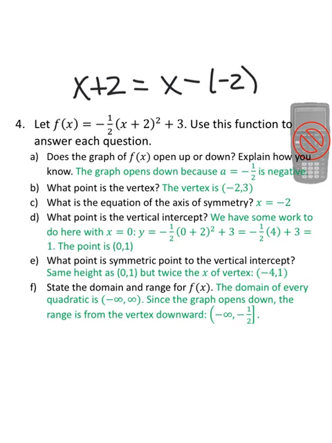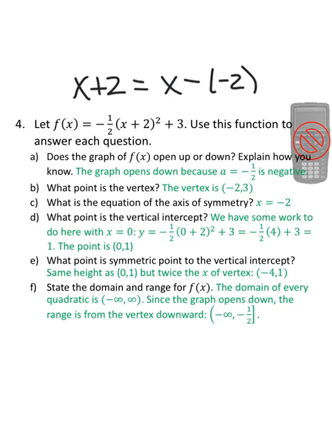Simplify, 0 plus 2 is 2. 2 squared is 4. Now I have a -1/2 times 4 plus the 3. Half of 4 is 2. Negative times a positive is negative, so I get a -2 plus 3 makes 1. I want my answer in point form, so x is 0, y is 1, my point is (0, 1). The point symmetric to the vertical intercept will always have the same height as the vertical intercept, but twice the x value of the vertex. If I double -2, I get -4 with the height of 1, my symmetric point.